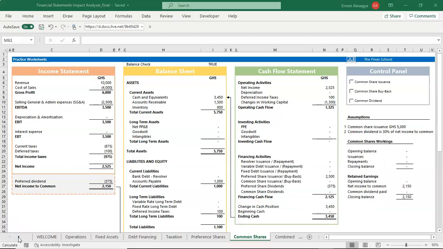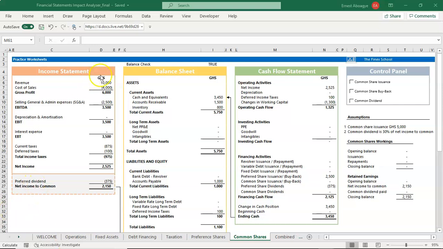Now, welcome back to the common share segment of our recap videos. Over here, we are going to look at common share issuance, common share buyback, and common share dividend payment, and how they impact the three statements.